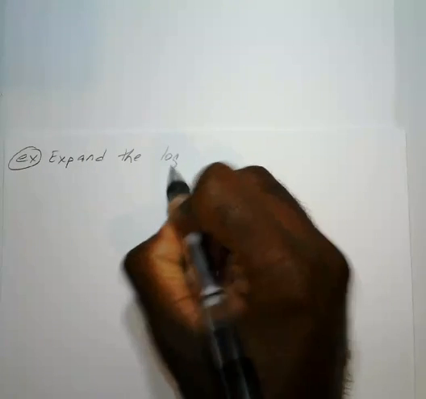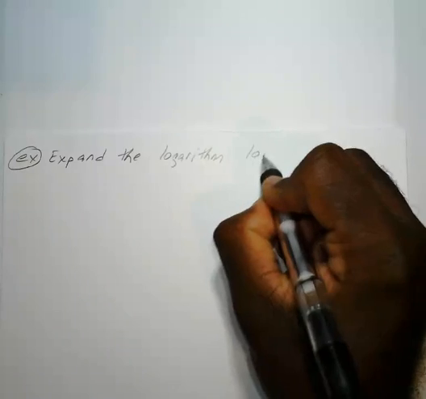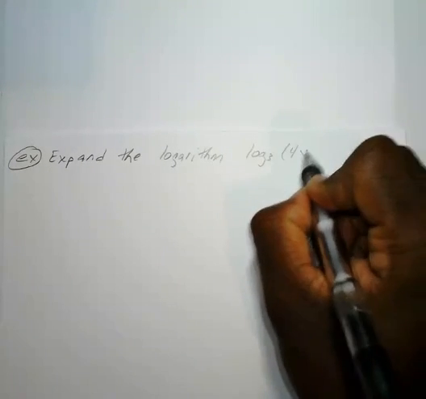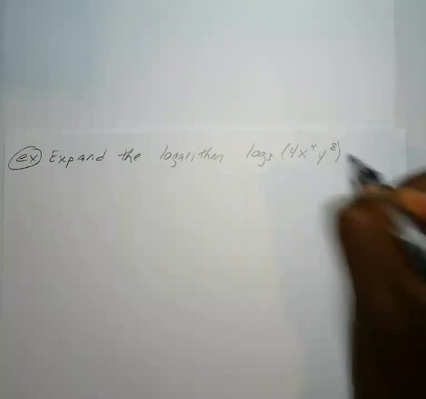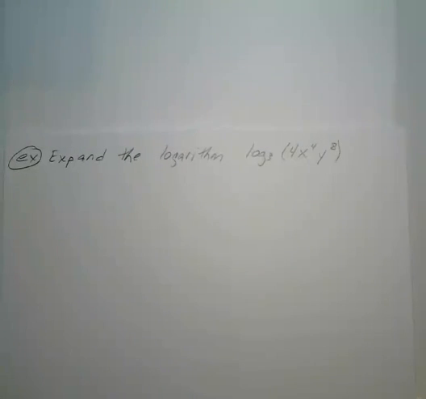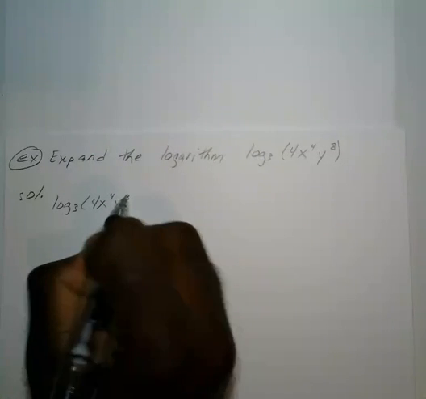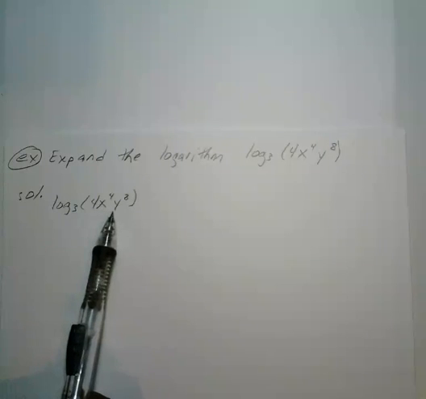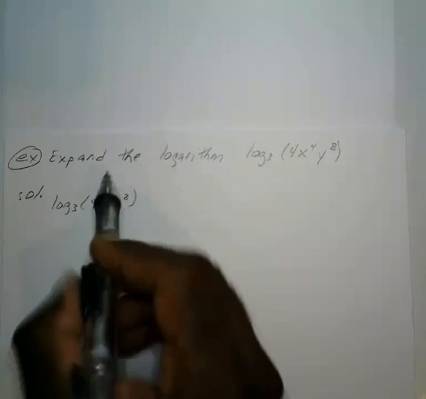Alright, let me bring my paper down. Okay, so let's say, for example, we want to expand the logarithm. Let's say log base 3 of 4x to the 4th power y to the 8th power. Let's see if I can focus that a little bit better. Alright, so to solve this one, I'm just going to go ahead and rewrite it. So I have log base 3 of 4x to the 4th y to the 8th. If you notice, everything in here is being multiplied. So that means we're going to apply the product rule.